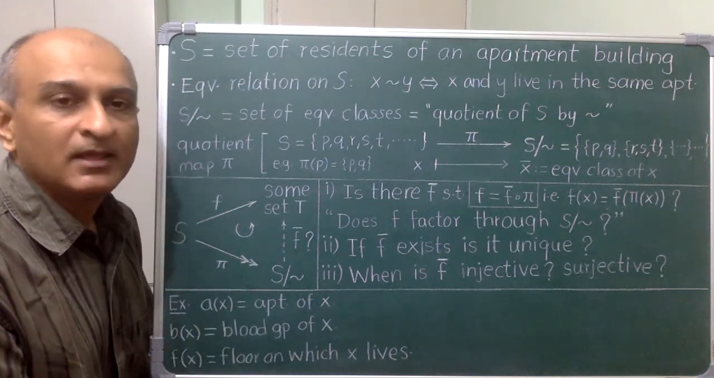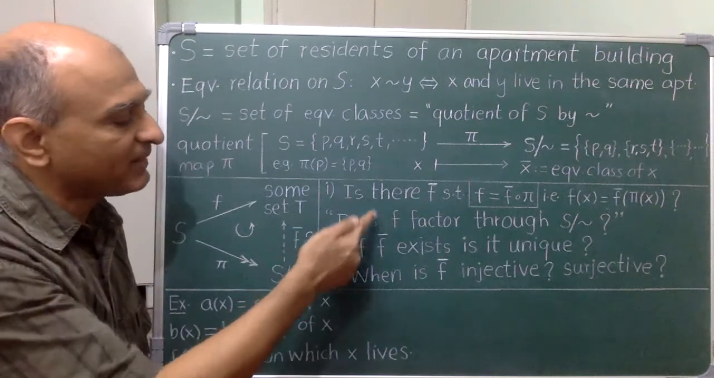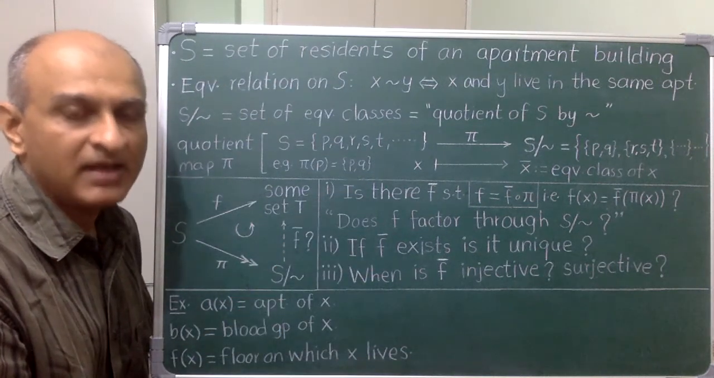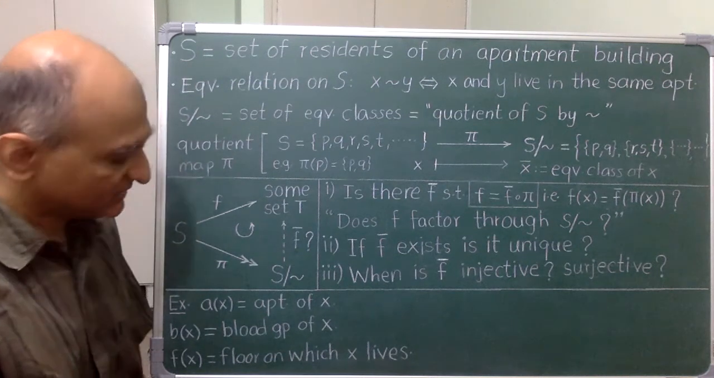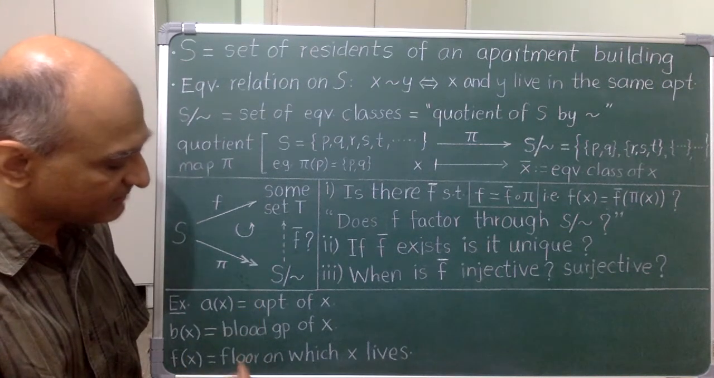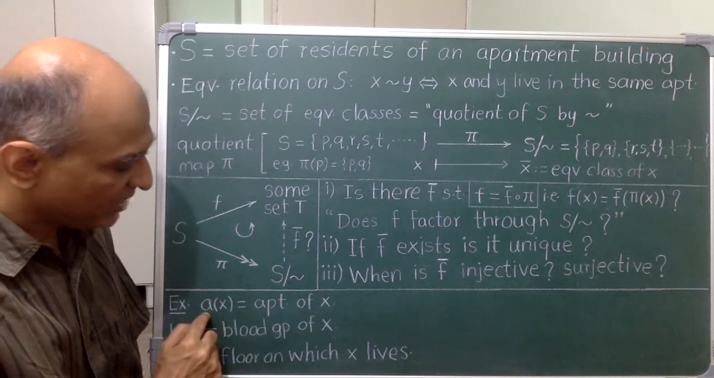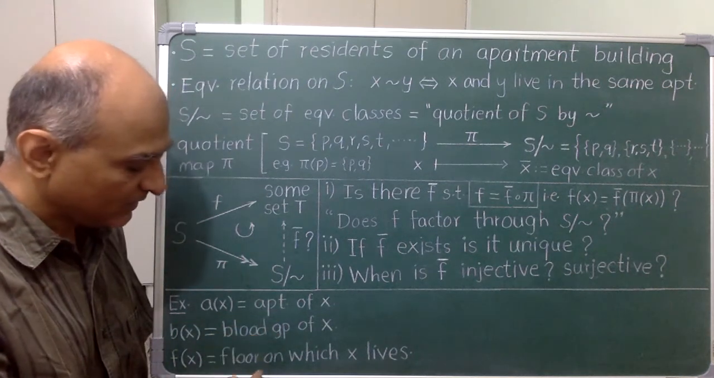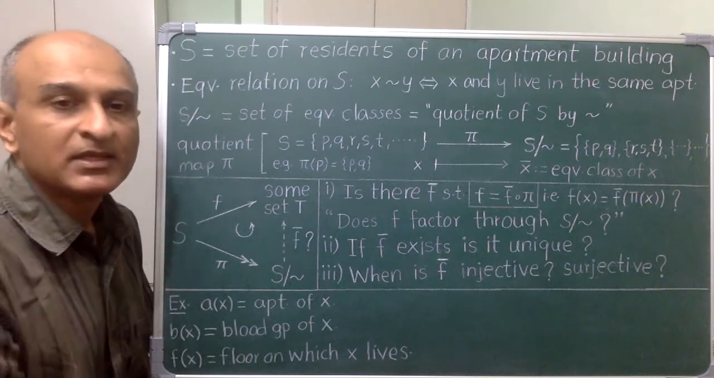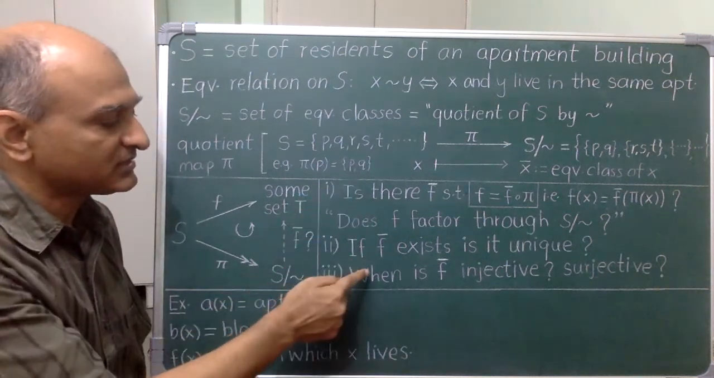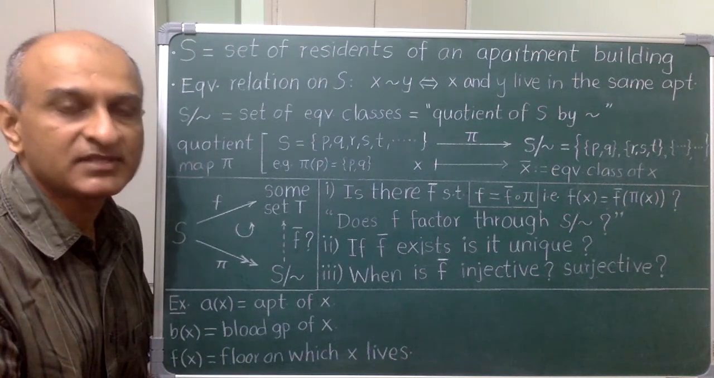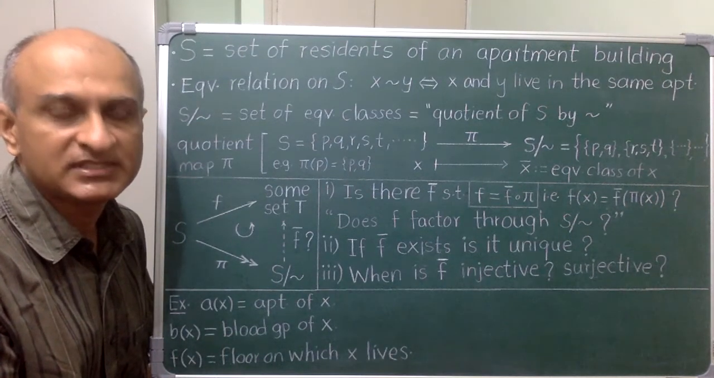Alright. Again, these questions might seem a bit abstract, but they really are not. And to convince you of this, I have given here three specific functions. So a of x is the apartment of x, and likewise for blood group and the floor. So please think of these questions for these three functions, and you will see that they are asking for something quite simple. So please do this now.